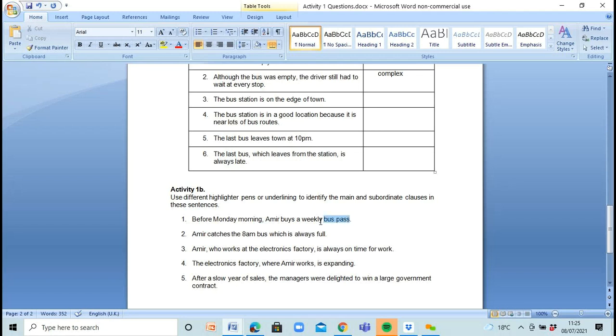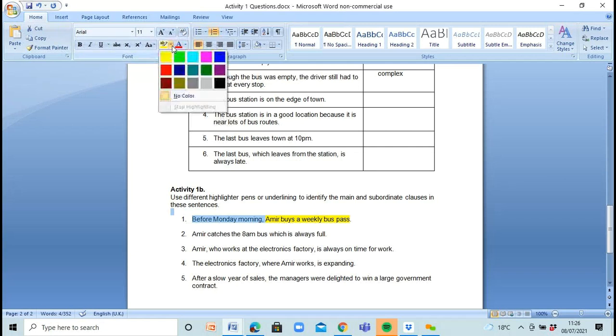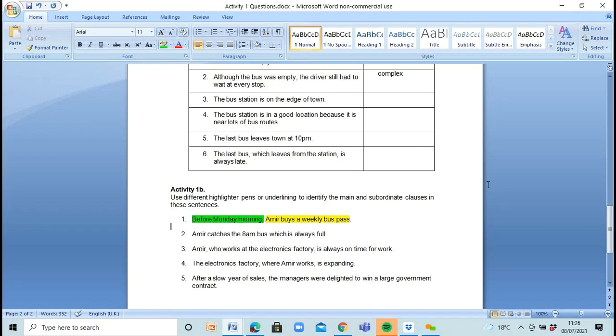So Amir buys a weekly bus pass before Monday morning. So I know Amir buys a bus pass is the main clause. So I've highlighted that section there. Then I could do this before Monday morning subordinate clause. I could change my highlight and I could do it in a different way. And it just doesn't matter what color you use. Even if you're just underlining it, you can underline them both separately. Even that will be fine. Brilliant.